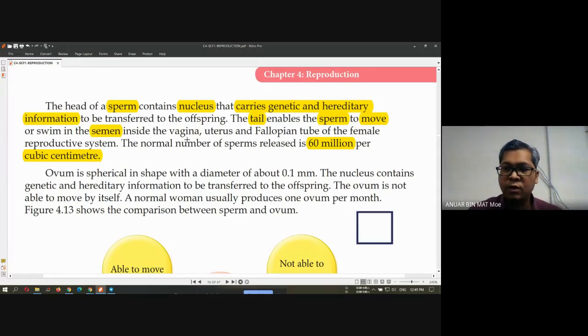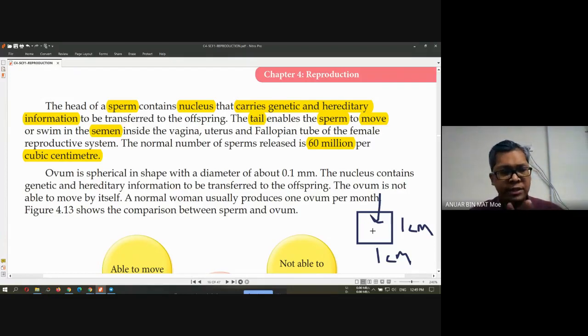Okay, for example right here, 1 centimeter times 1 centimeter, so we have 1 cubic centimeter. How many sperm inside this area is about 60 million per cubic centimeter. 60 million sperm. It is a lot of sperm actually, right? Because the sperm is very small, and it needs to reach the ovum. So the quantity of sperm is about 60 million per cubic centimeter.